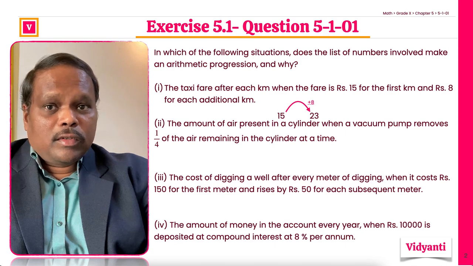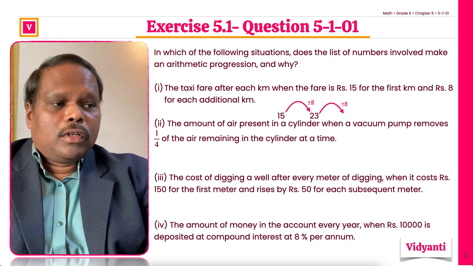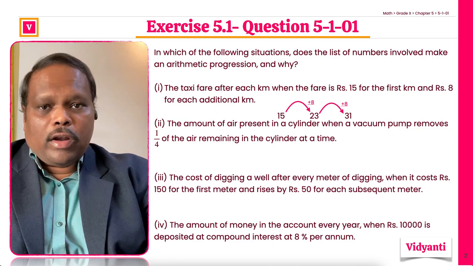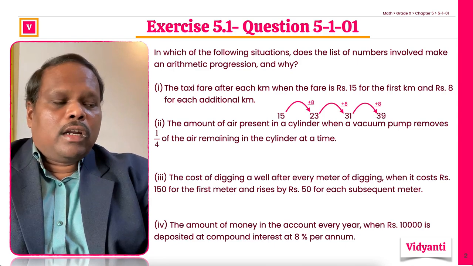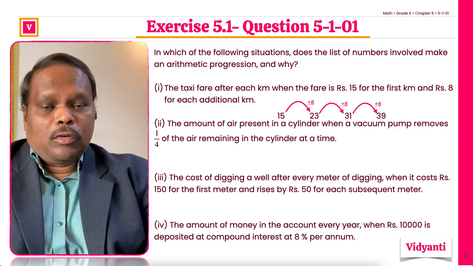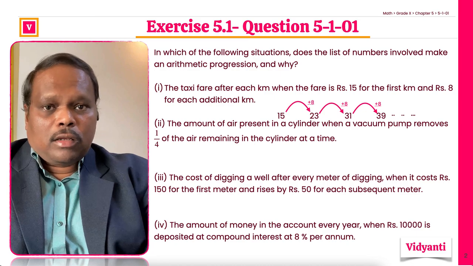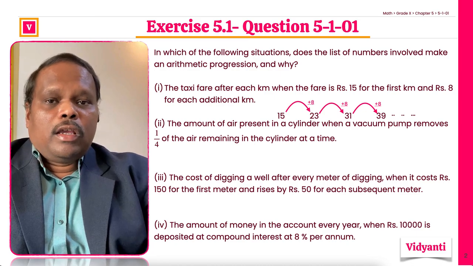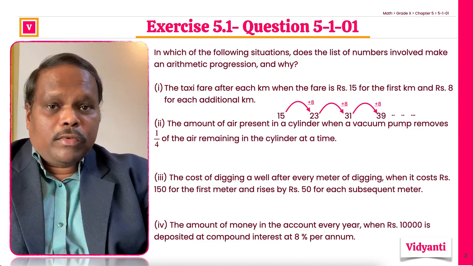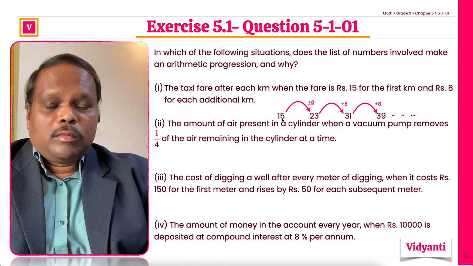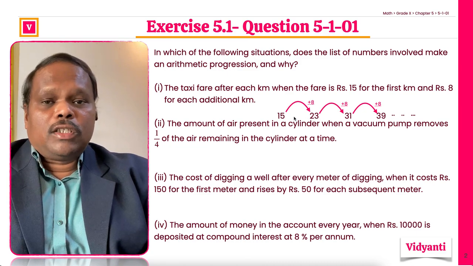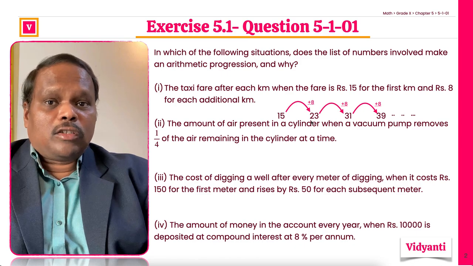If I use the taxi service for 3 kilometers, I will have to pay plus 8 extra. So altogether, I will have to pay 31 rupees. And eventually, if I use it for 4 kilometers, I will have to pay 39 rupees. And then this can go on forever. Remember, here, the difference between the two consecutive terms is plus 8, which is constant. Even though the first term is 15, which has got nothing to do with this one, the condition is that the difference between the two successive terms has to be uniform.